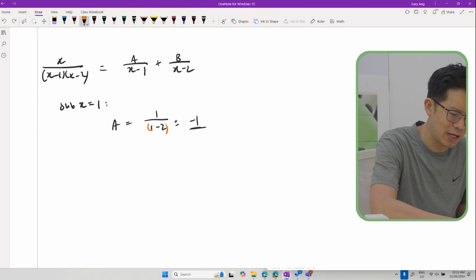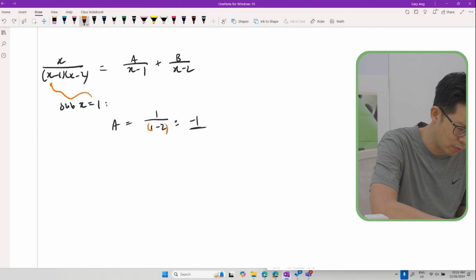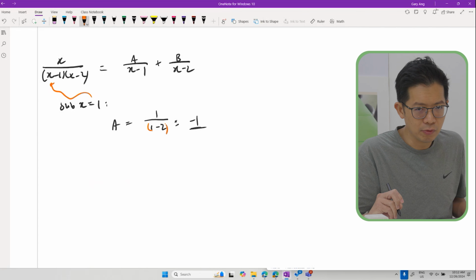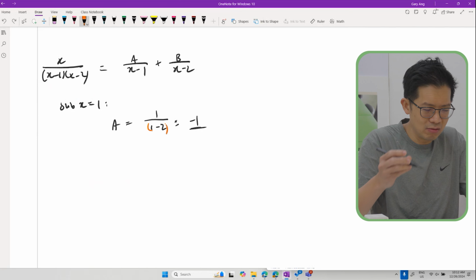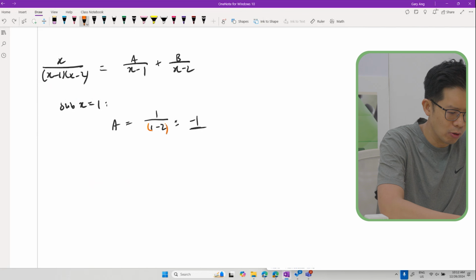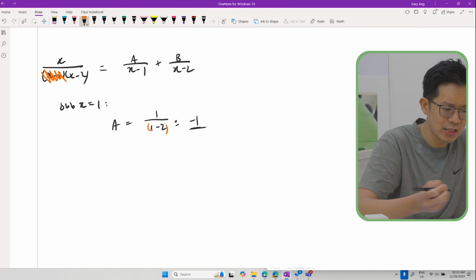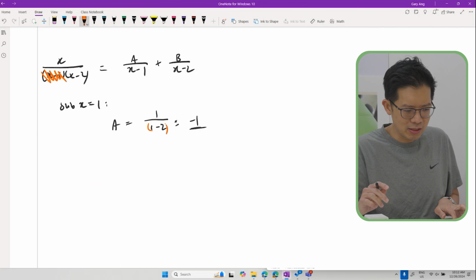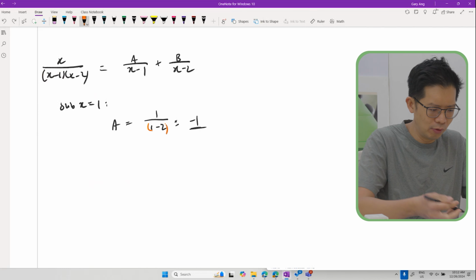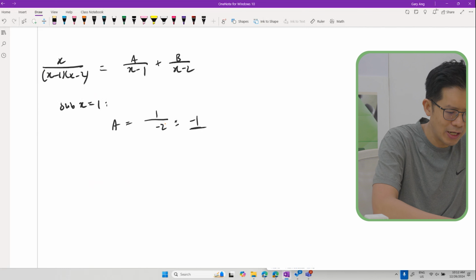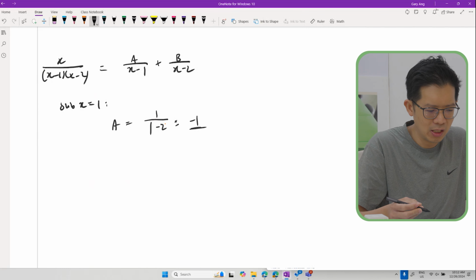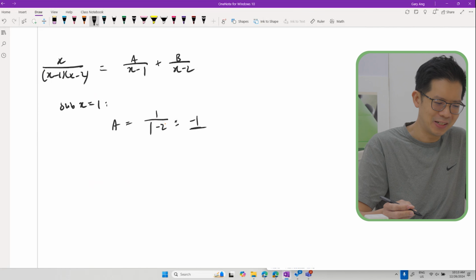But there lies the problem. When x equals 1 here, you have a 0, and obviously you can't divide by 0, so that's a no-no. That's why we cover this up. So it's just the cover-up rule. But you can see the effect if you know how to use it properly. You got A as minus 1, pretty quickly.